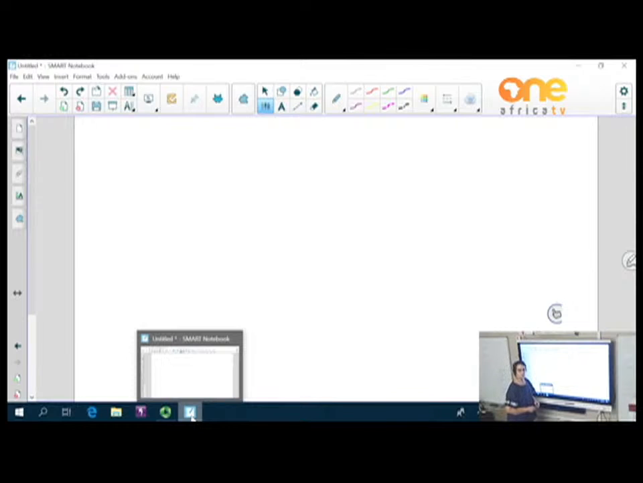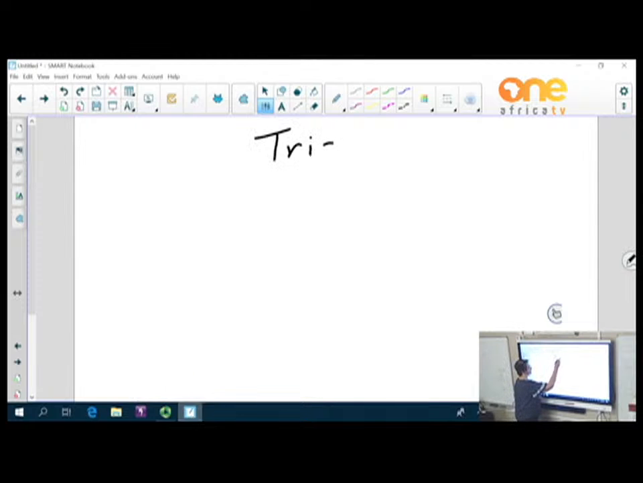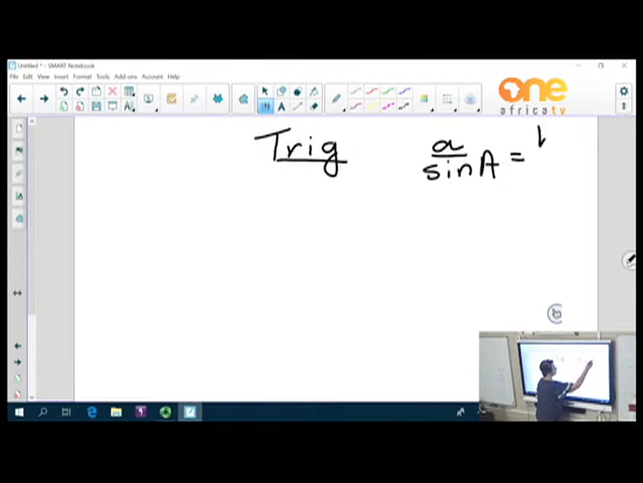We are still busy with trigonometry, and the last thing that you've learned was the sine rule, where we said a over sine A is equal to b over sine B. Now today we're introducing a new one, which we call the cosine rule.